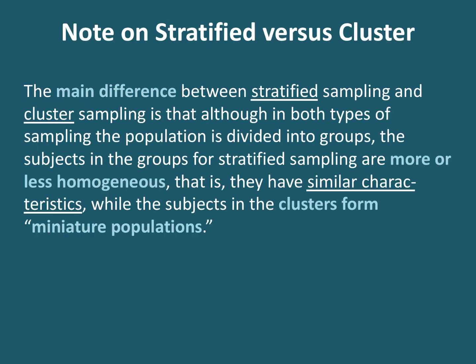Now here are a couple notes on stratified versus clustered. And the main difference between stratified sampling and cluster sampling is that although in both types of sampling, the population is divided into groups, for stratified sampling the subjects in the groups are more or less homogeneous, which means that they have similar characteristics.